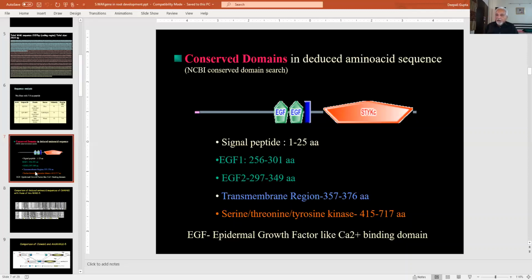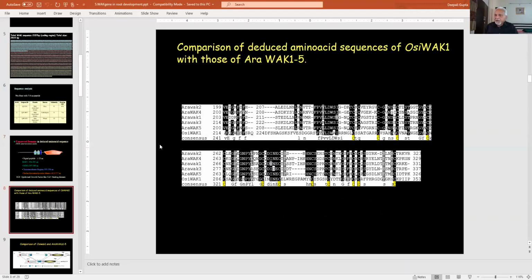Okay. Now, further analysis revealed that it had a lot of homology and similarity with the WAKs of Arabidopsis. If you see here, the amino acid sequence deduced from the nucleotide sequence had a lot of identities with Arabidopsis WAKs or wall-associated kinases. So this is our sequence, the query sequence, and this is the Arabidopsis. Five of them, which were annotated and studied in case of Arabidopsis.